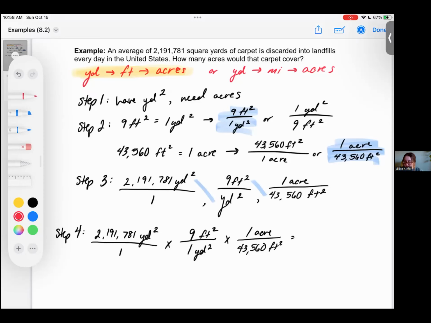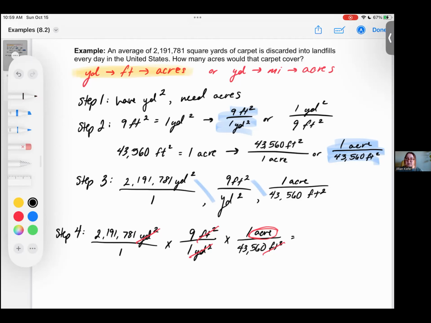So if we look here, yards is across from yard squared. We see that yard squared across from yard squared. They were across from each other, so they canceled. And we can do the same thing with feet. They are across from each other, feet squared. They are across from each other. Those cancel. The last thing that's left that doesn't cancel is the acre, which is what we want, which means that this will be the right answer.